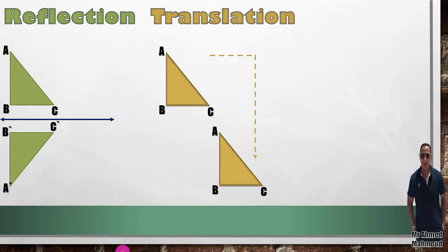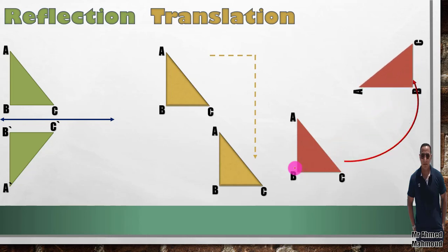Now the third transformation. If I have triangle ABC and I make a turn for this triangle like this, this turn is called rotation. So I rotate the triangle. So what is the rotation? It is turning an object around. But we have a center for this rotation, and later, inshallah, in the lesson of the rotation, I'm going to explain the directions of the rotation. We have clockwise and anti-clockwise. Later we are going to explain.